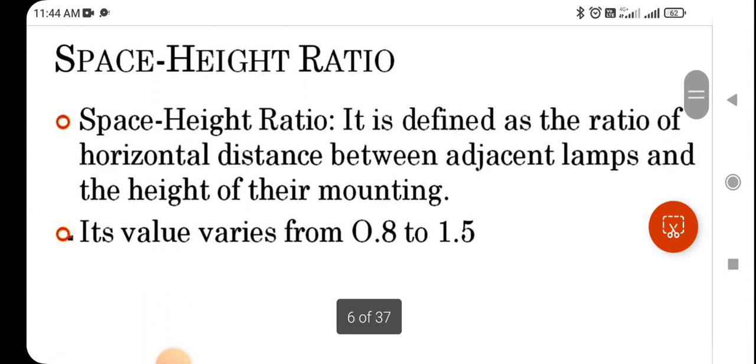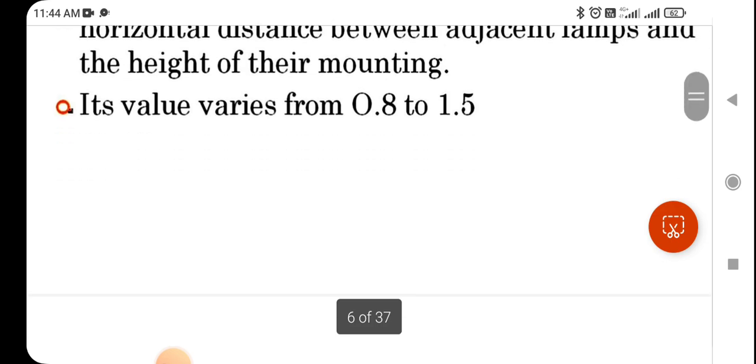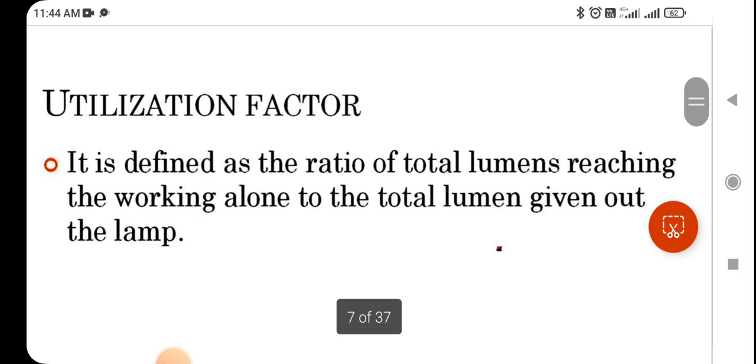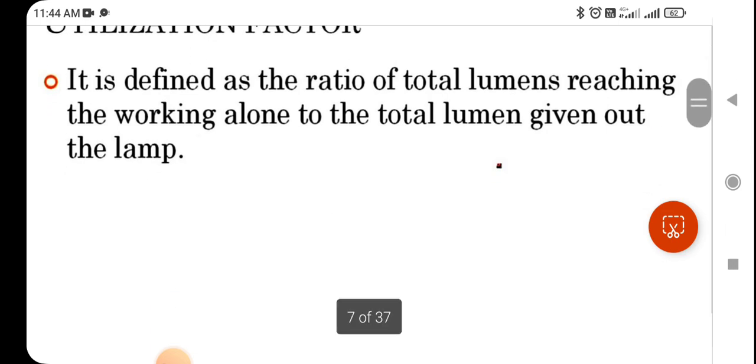Space height ratio: its value lies between 0.8 and 1.5, and it is defined as the ratio of the horizontal distance between adjacent lamps to the height of their mounting. Next is utilization factor. It is defined as the ratio of total lumens reaching the working plane to the total lumens given out by the lamp. It is always 100% for a regular surface and has some difference for an irregular surface.